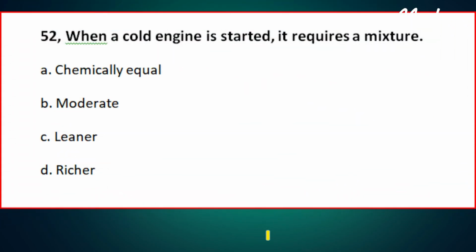52. When a cold engine is started, it requires a mixture. A. Chemically equal. B. Moderate. C. Leaner. D. Richer.